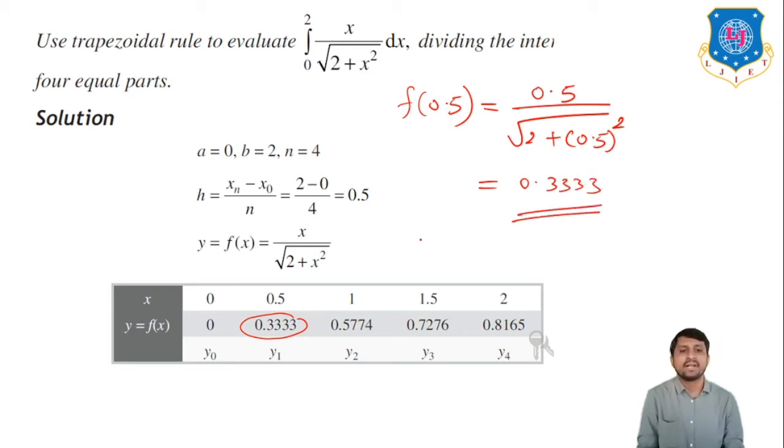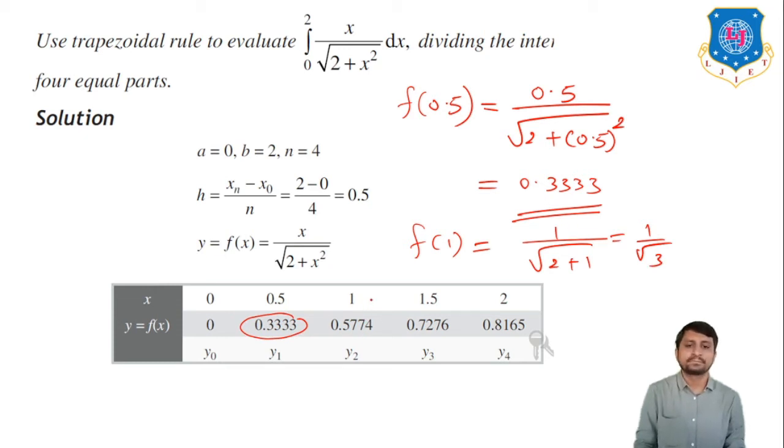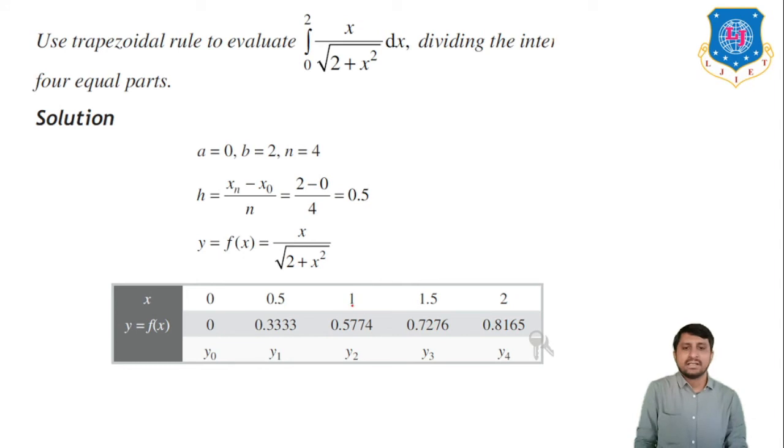Similarly, when you find f of 1, f of 1 is quite easy. 1 upon square root of 2 plus 1, so 1 by root 3. So you will get 0.5774. Clear? Corresponding to 1.5, you will get this value, and for 2, you will get this value.